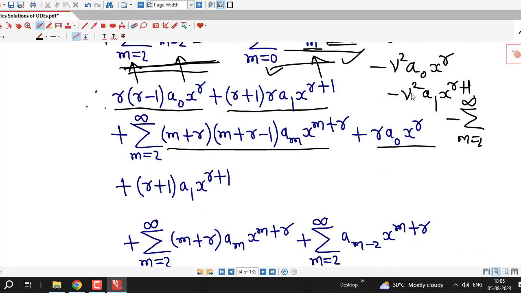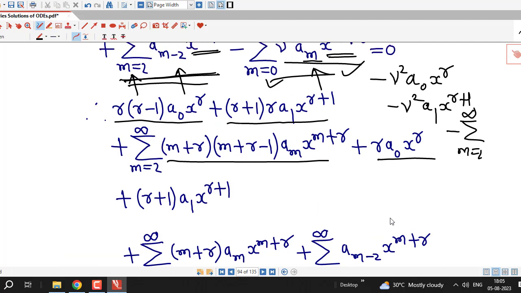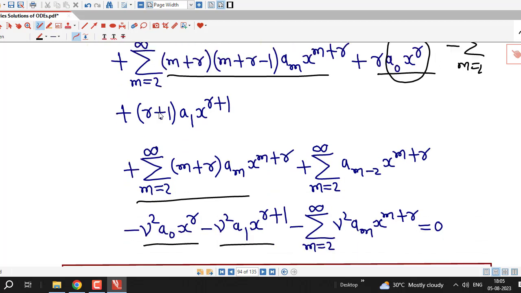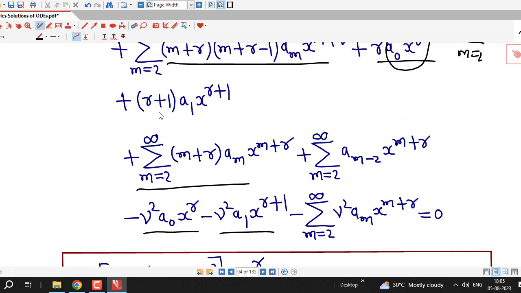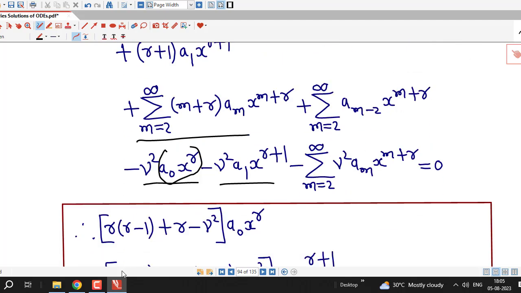ν² a0 x^r, ν² a1 x^(r+1), minus the sum from m equal to 2 to infinity of ν² am x^(m+r). Then we combine the terms with power x^r. Here we have a0 x^r, and here we have a0 x^r. If I take a0 x^r common, I will have (r−1)r plus r, into a0 x^r, and this term also contains a0 x^r, so minus ν² a0 x^r.